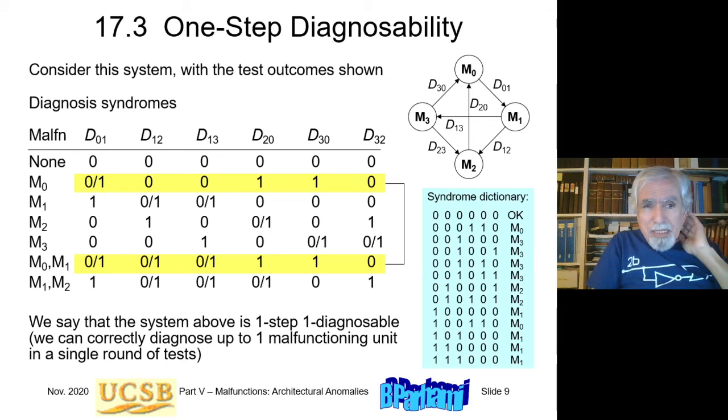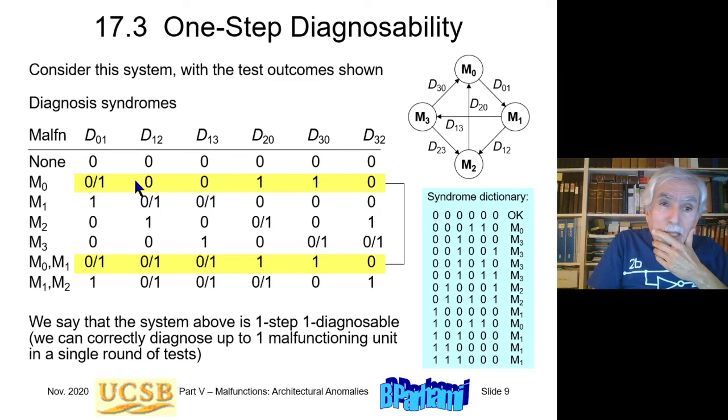Notice that the two cases that we have, no malfunctioning unit versus having only M0 malfunctioning, are distinguishable because we have a 1 here and a 0 here. So the two signatures are distinct. The two signatures may not be distinct in this entry because we can have 0 here, and that 0 cannot be distinguished from that 0. However, if at least one of these tests has an outcome that is different for the two fault patterns, then we can distinguish those two.